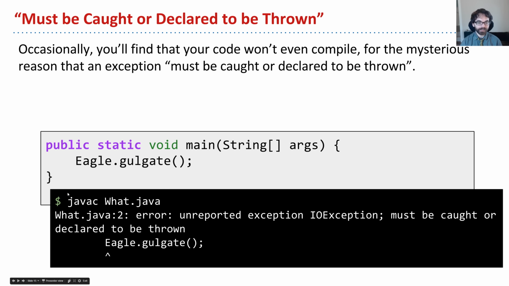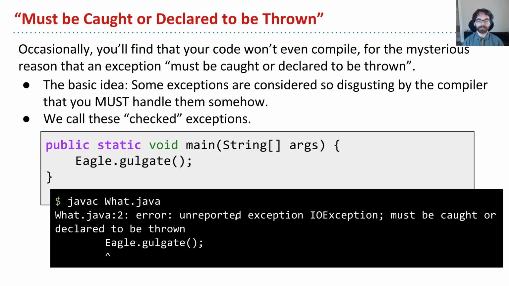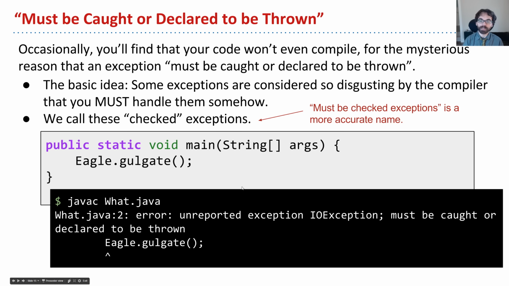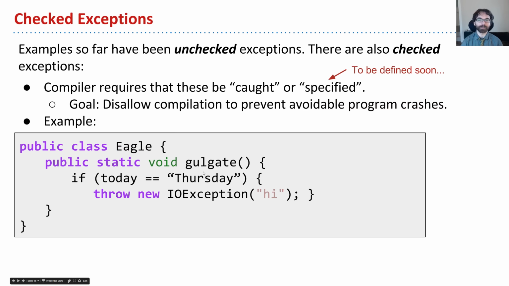It just seems strange that I'm just trying to compile my code and it's saying something about unreported exceptions. So the basic idea that underlies all of what we're about to talk about is that some exceptions are considered so disgusting by the compiler that you have to handle them in some way. And there's a specific thing known as the catch or specify requirement that we're going to describe in a moment. These special exceptions, the ones the compiler really hates, are called checked exceptions. I think a better name for them would be must-be-checked exceptions, for reasons that'll become clear soon, but we'll get there in a moment.